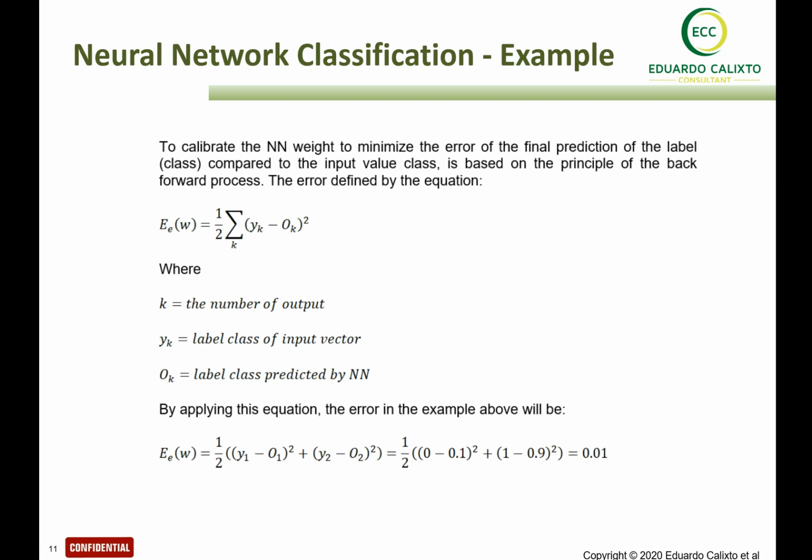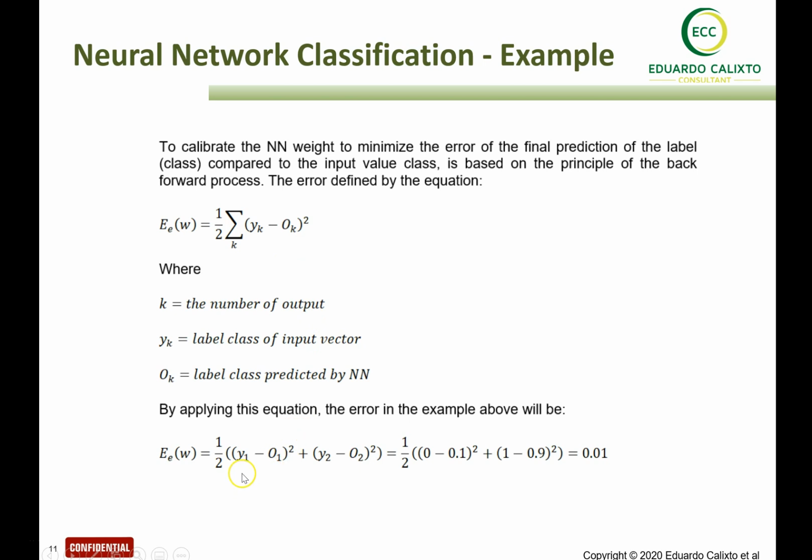The second part of the neural network is what we call the backward process. In the backward process, the main objective is to calculate the error, which is defined based on this equation. We have k, the number of outputs. We have yk, the label class of the input vector, and the label class predicted here. Then we apply just the simple equation, and we can get the final result.